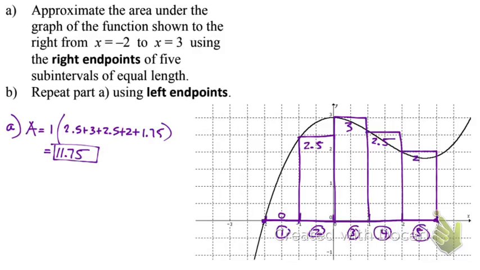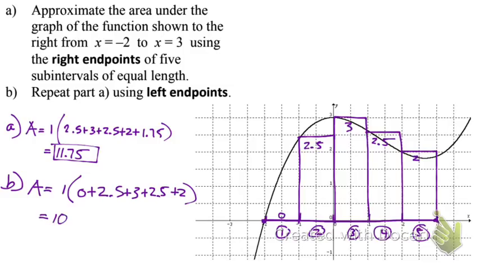So for my left-hand rectangles, I would say the area is equal to the base, which is 1, times 0 plus 2.5, plus 3 plus 2.5, plus 2. And if I add all those together, I have 2.5 plus 3 plus 2.5 plus 2 times 1, and I got 10. So the area is equal to 10 units squared.